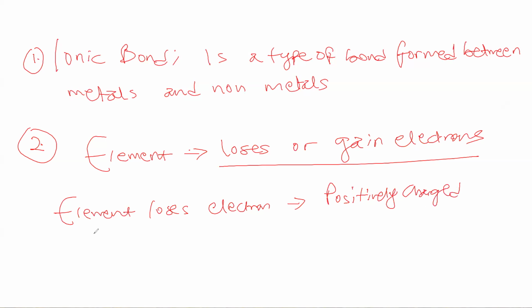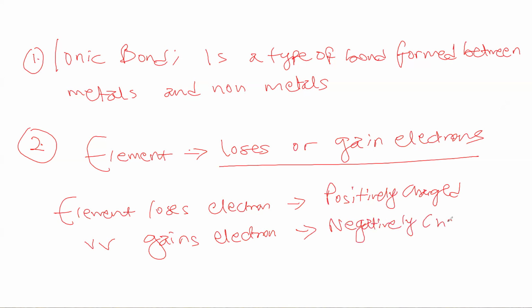Are you there? Yes, sir. Good. And whenever an element gains an electron, it becomes, do you want to guess? Negative. Negative charge. Thank you. It becomes negatively charged. So, an ionic bond is simply a bond that is formed between positively charged ions and negatively charged ions.